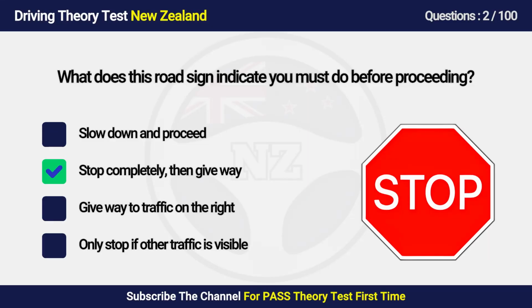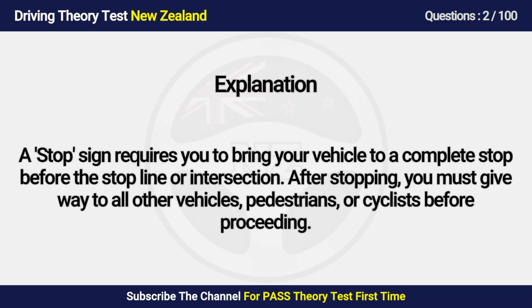Answer is B. Stop completely then give way. A stop sign requires you to bring your vehicle to a complete stop before the stop line or intersection. After stopping, you must give way to all other vehicles, pedestrians, or cyclists before proceeding.